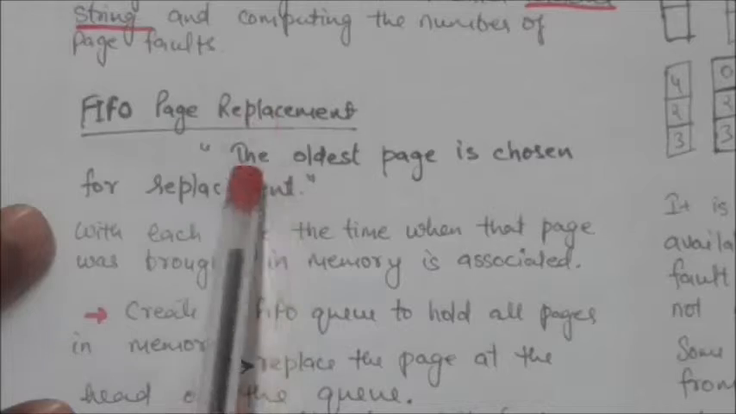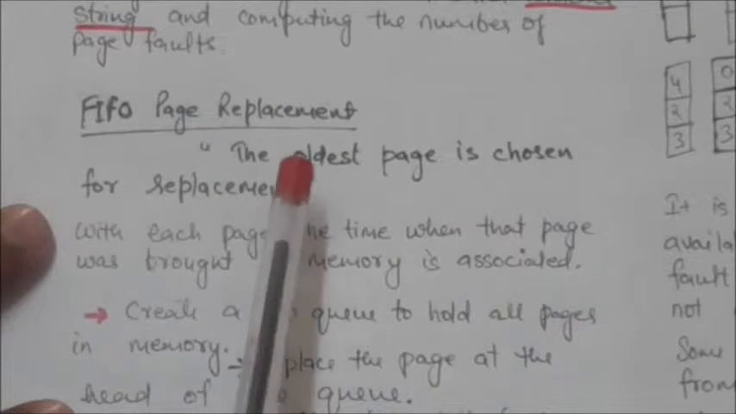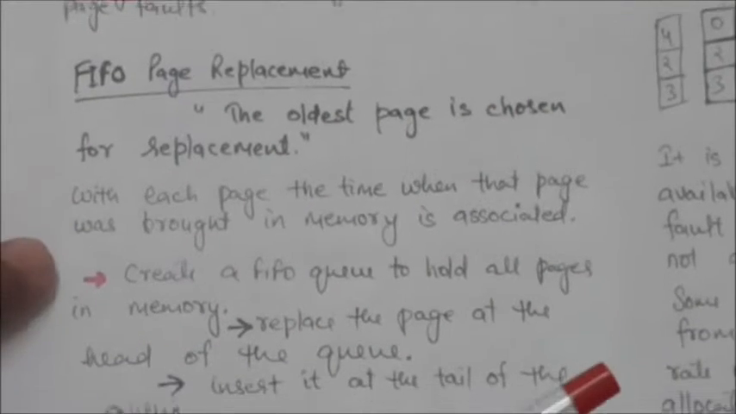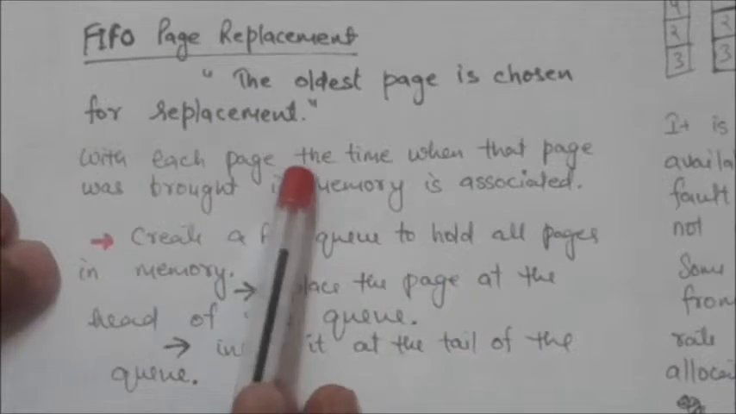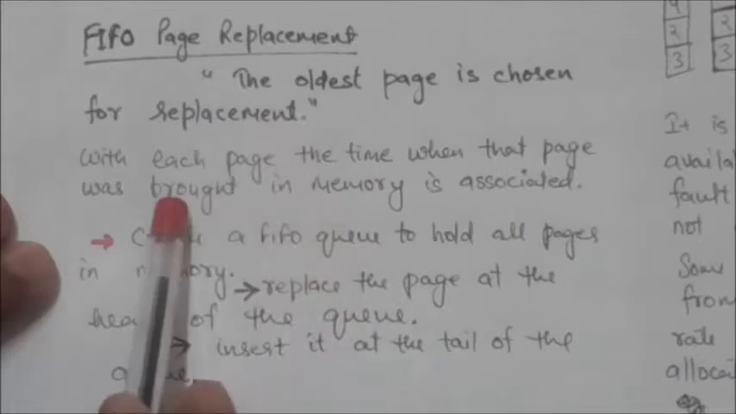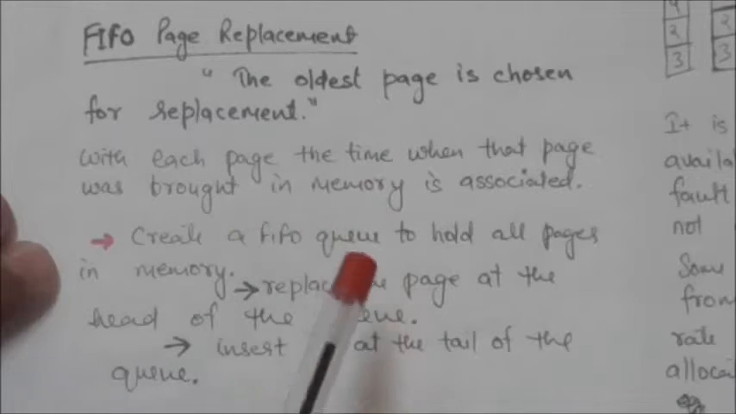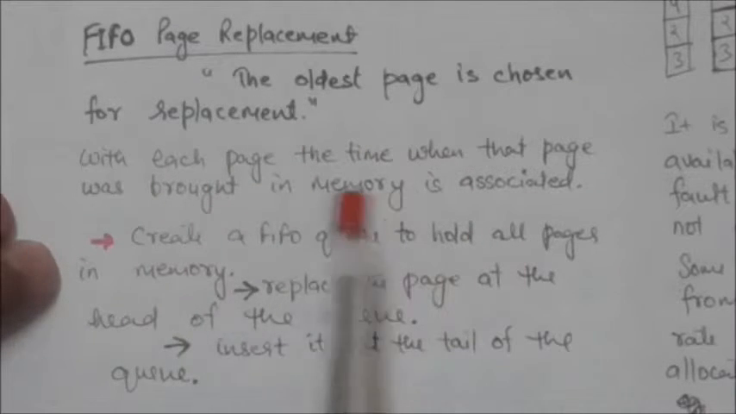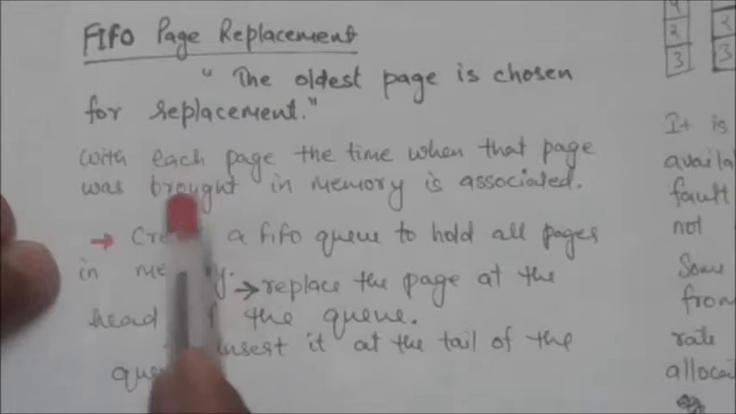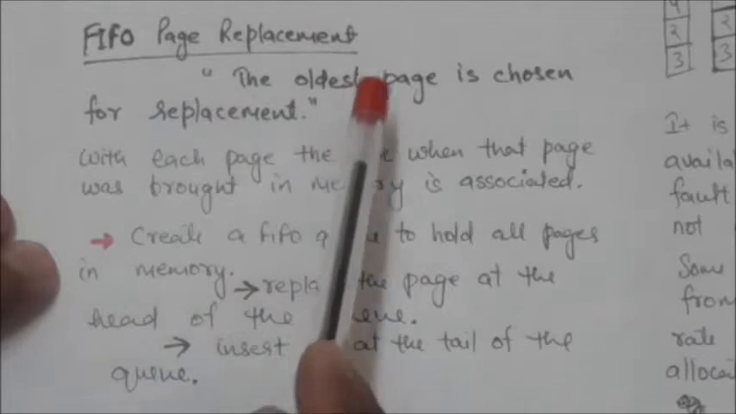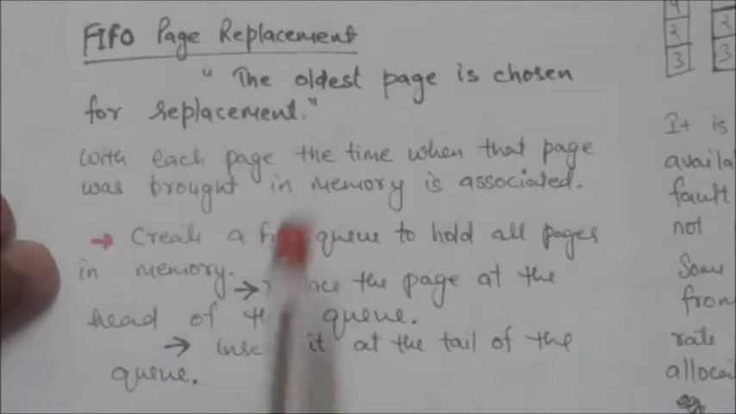So what is this FIFO page replacement algorithm? In this algorithm the oldest page is chosen for replacement. With each page, the time when that page was brought into memory is associated. So the page which is oldest is replaced whenever a page fault occurs and memory is full and we have to bring in a new page. In that case we have to transfer a page from main memory to hard disk. So in the FIFO algorithm the oldest page is chosen to transfer from main memory to hard disk. The oldest page is chosen for replacement.